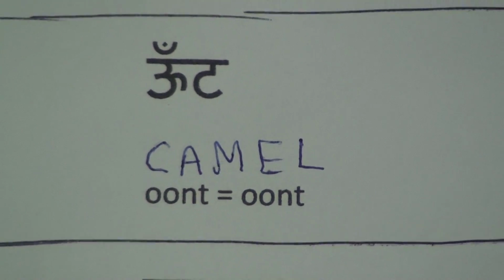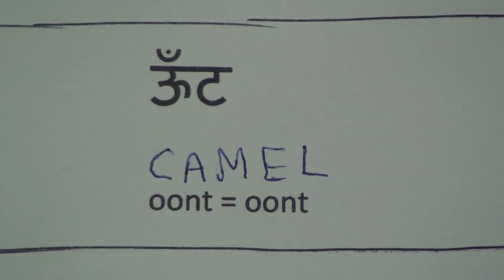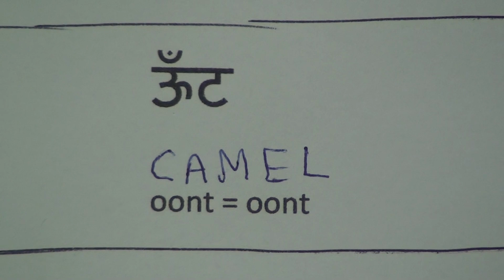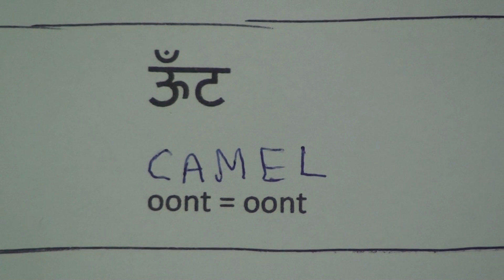Oot. The first letter in this word is also U. Oot means camel.